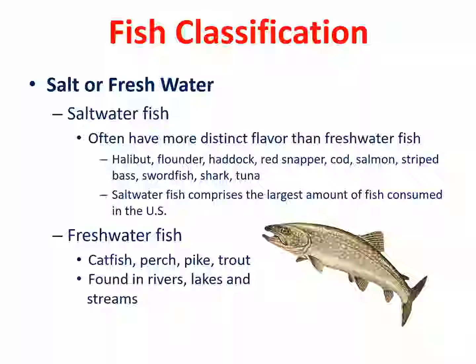Many times freshwater fish doesn't have quite as pronounced flavor, but this is also further determined by whether or not these freshwater fish are very fatty. Some very fatty freshwater fish can have a more pronounced flavor just simply because of the fat content. So saltwater fish, we're talking about the ocean. Freshwater fish, we're talking about rivers, lakes, and streams. So some good examples of freshwater, as you see on there: catfish, pike, perch, trout, and saltwater you see listed up there as well.